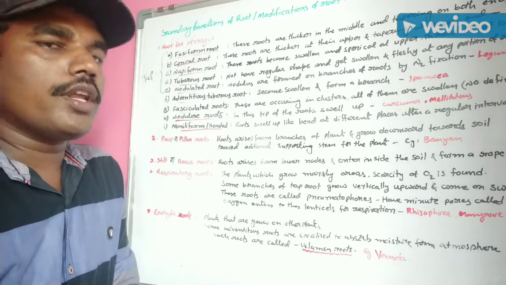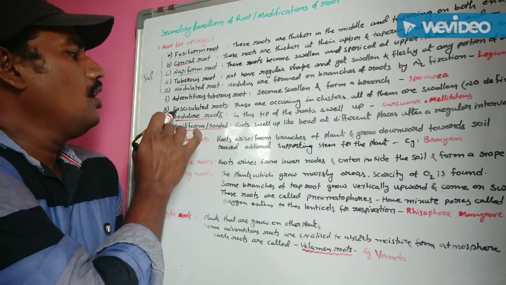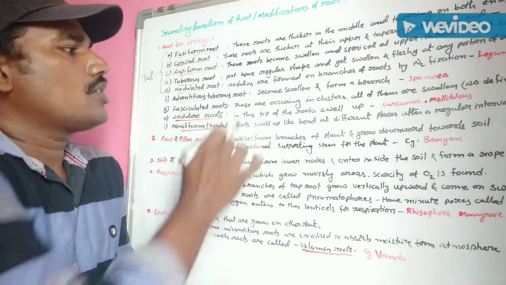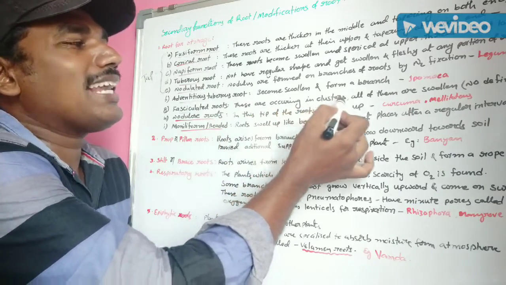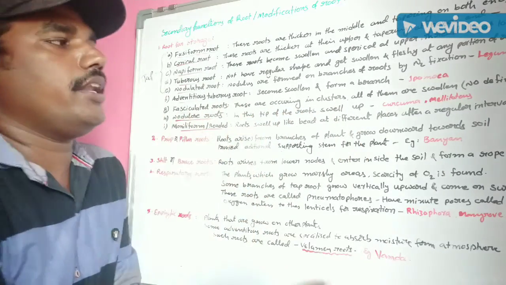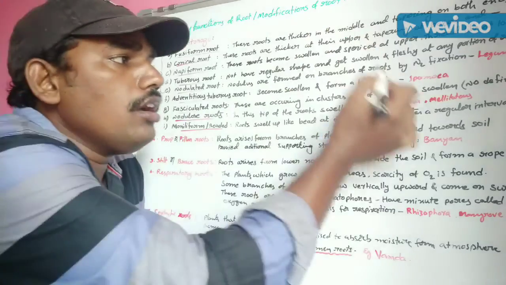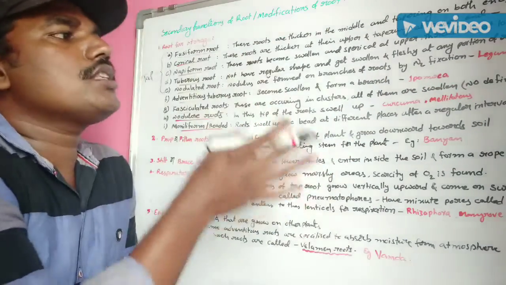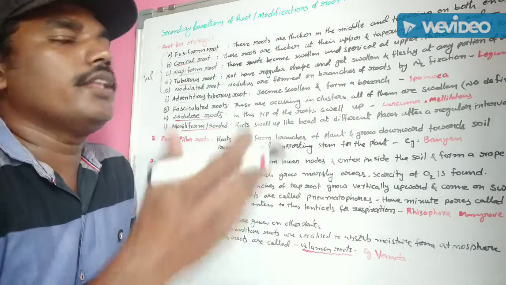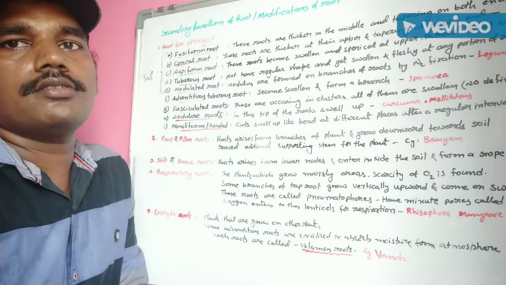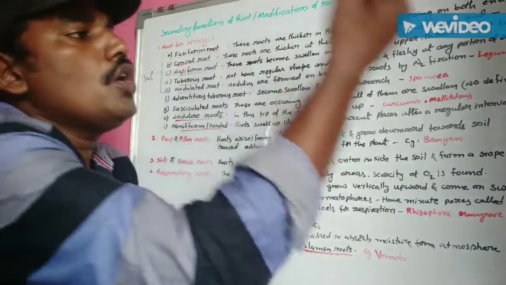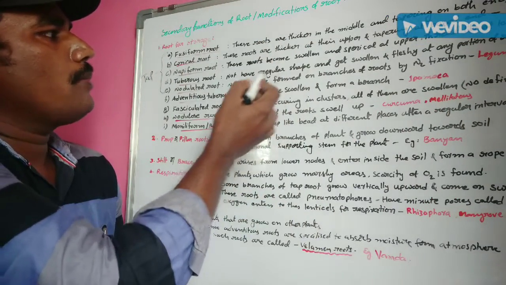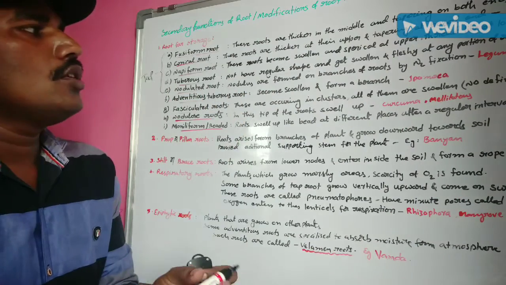The next advantageous storage root is the fasciculated root. Fasciculated roots occur in a clustered manner, and all of them are swollen. Every root in the cluster becomes swollen by the accumulation of food materials, so these have no definite shape as a tuberous root.